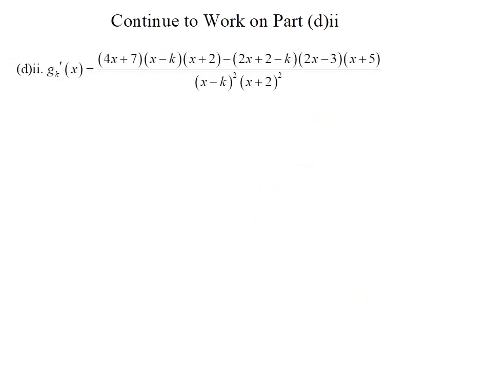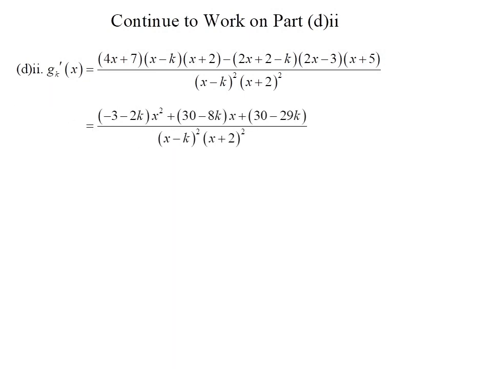Here we continue to work on section 2 of part D. In order to find values of k such that the graph of g sub k of x has no stationary points, the differentiation of g sub k of x with respect to x is shown on the screen. After being simplified, it is equated to 0 so that a quadratic equation with k as its parameter is established, as can be seen on the screen.